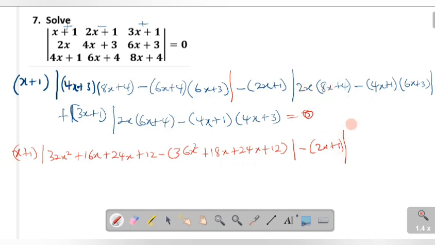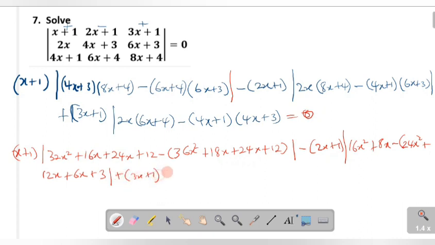Minus 2x plus 1, then open this bracket, so 2x times 8x is 16x squared, plus 2x times 4, that's 8x, minus, you open the bracket, you have to multiply this, so we have 4x times 6x, that's 24x squared, 4x times 3, that's plus 12x, and 1 times 6x, that's plus 6x, then 1 times 3 is plus 3, then you close it again.